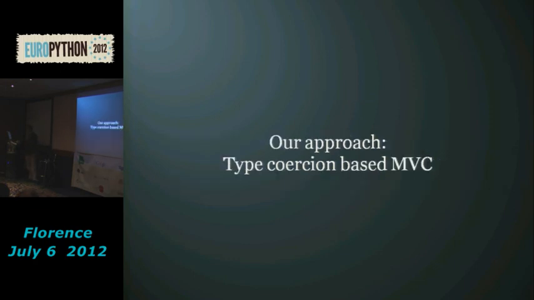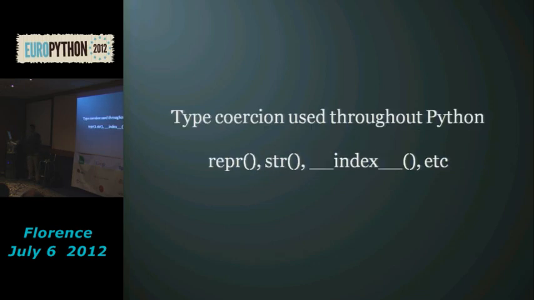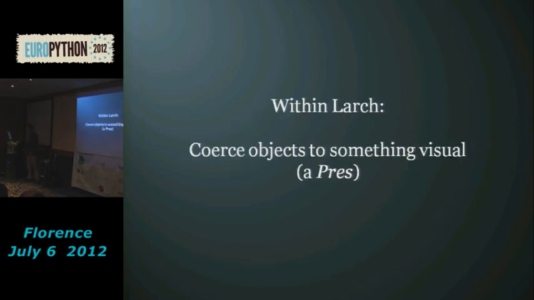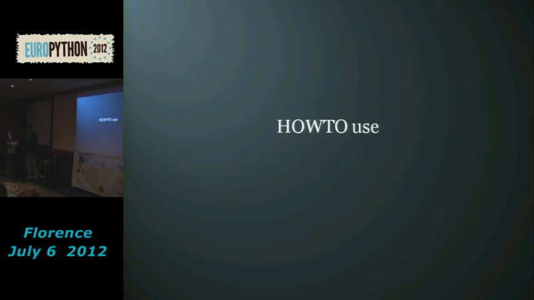So our approach is we use something commonly used in Python. We use type coercion. Type coercion is just the process of converting an object from one type to another, from whatever type it is to some destination type. It's using things like repr and str, which convert a Python object to strings. It's using index, which converts it to an integer for indexing into an array. And within Larch, we coerce objects into something visual. In our case, a Pres, which is our base class for presentation combinators.